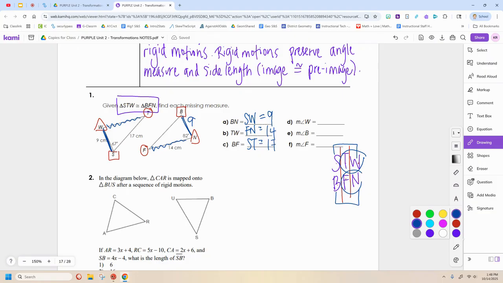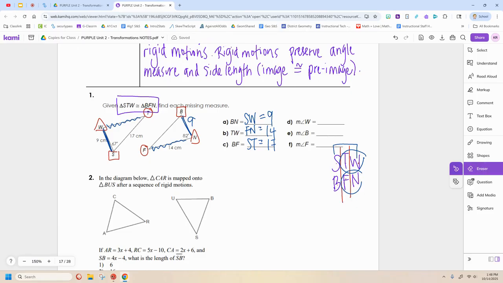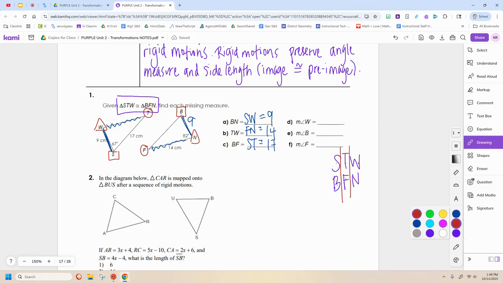Now, angles are even easier because then it's just lined up perfectly. I'm just going to go ahead and erase a few things out of this crazy little lineup I did. There we go. So angle W corresponds with angle N, so the measure of angle N, and then the measure of angle B corresponds with the measure of angle S, and the measure of angle F corresponds with the measure of angle T. So notice I'm just lining things up, right? Finding my correspondence that way.